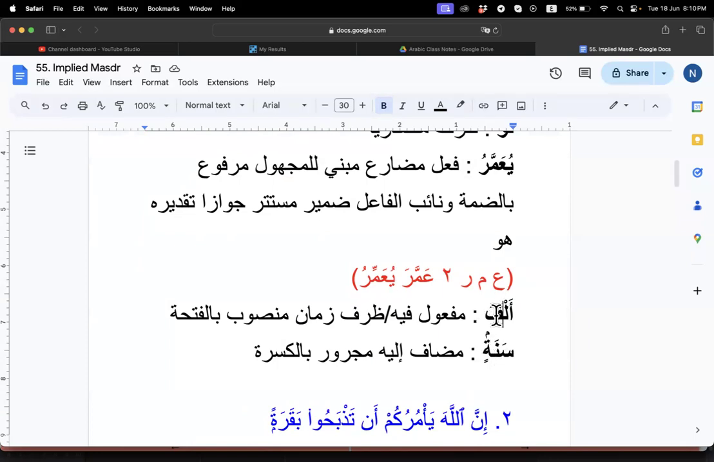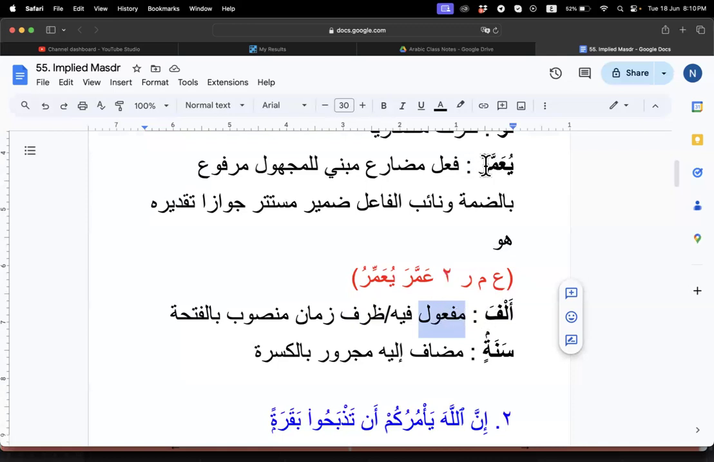When you have a number taking the place of something, that becomes your maf'ul fihi in this case. So if I buy 1,000 cars, then alf will be maf'ul bihi, because I bought what? You understand? Rizzi can understand that also. So if this is yashtari, he bought, then alf is maf'ul bihi.